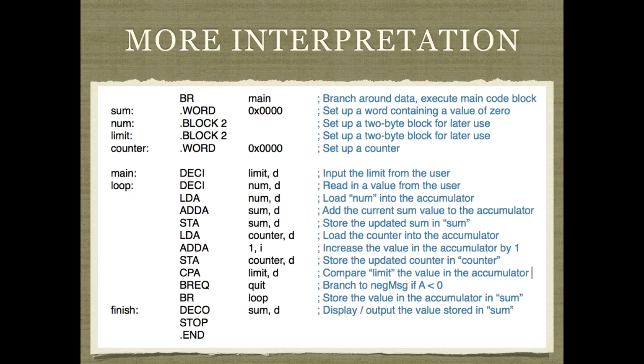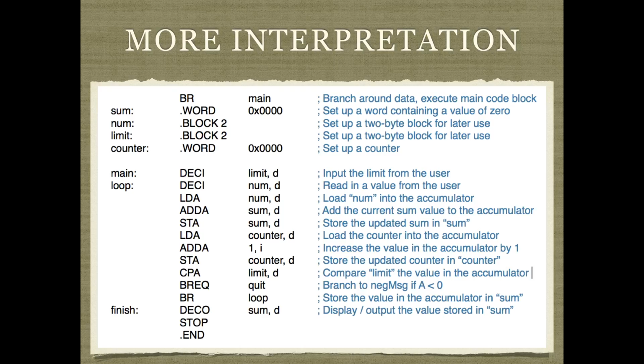So at this point, sum is 0, as you can see from the top. This is the first time through the code. So loading the number, whatever number the user provides, into the accumulator and then adding 0, the value is just whatever number the user provided. So next we're going to store whatever value is in the accumulator into sum. So basically what happened is we have incremented sum by whatever number the user provided.